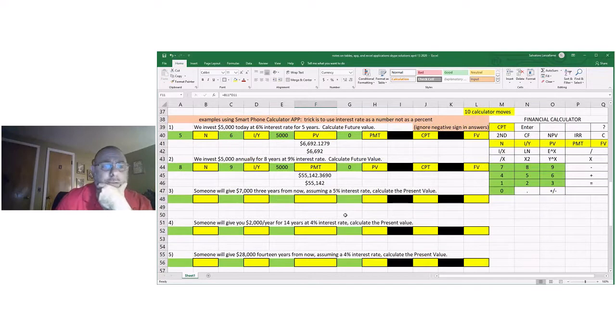Let's do scenario 3. Someone gives you $7,000 3 years from now, assuming a 5% interest rate. Calculate present value. I'm going to shut up for a second and let you play with your calculator and see if you can figure out what the answer might be.